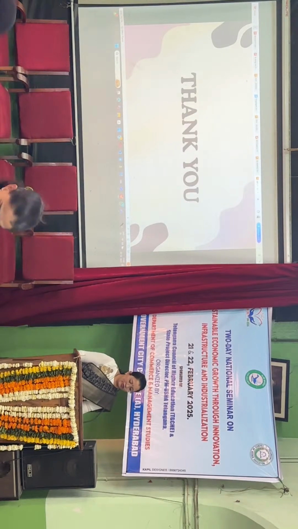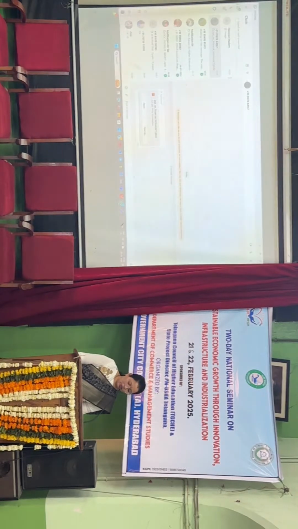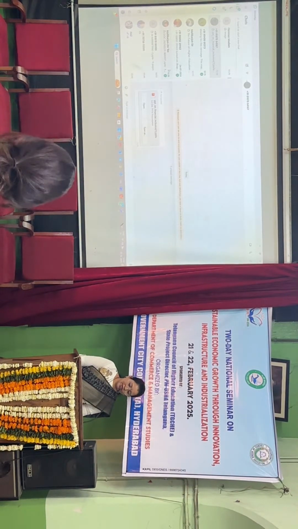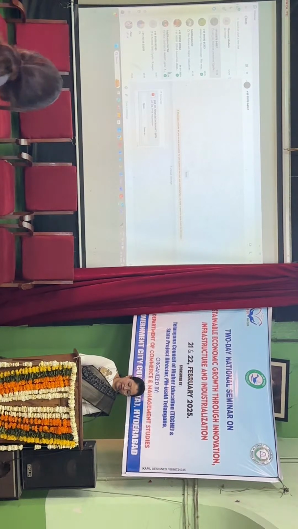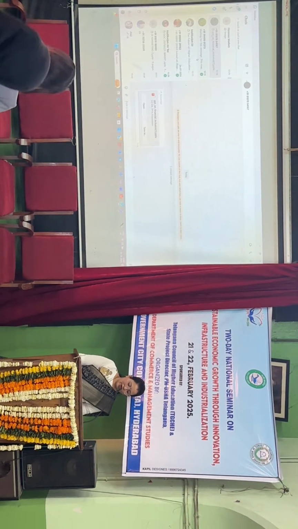Next participant, G. Chandana, AMS School of Informatics. Topic is a study on the role of AI in fostering sustainability in the financial sector.